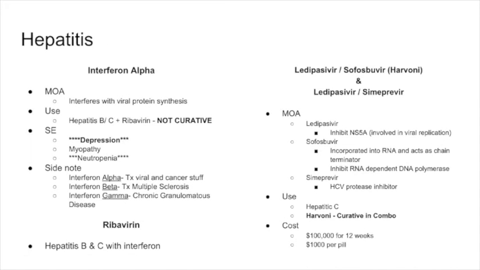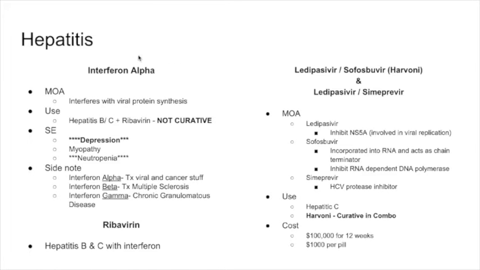Now I wanted to take a moment and speak about viral hepatitis. Viral hepatitis is a complex topic, and it doesn't do it justice to have one or two slides about it, but I'm going to try to give it to you in a very short, concise format. The medications for hepatitis are a few medications. There is interferon alpha, ribavirin, and these new targeted medications, Harvoni, which is the brand name, consists of ledipasvir and sofosbuvir, or ledipasvir and simeprevir.